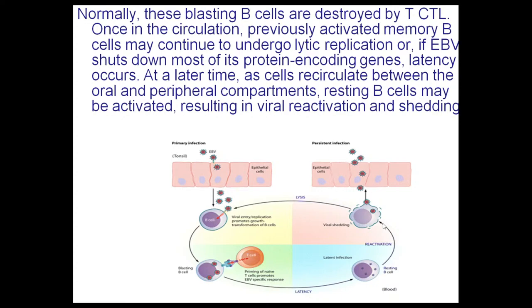In a latent time, as cells circulate between the oral and peripheral compartments, resting B cells may be activated again, and it may result in virus activating and shedding. So this circle occurs again and again. So within the life, many cycles of B cell reactivation and proliferation and virus shedding may occur.